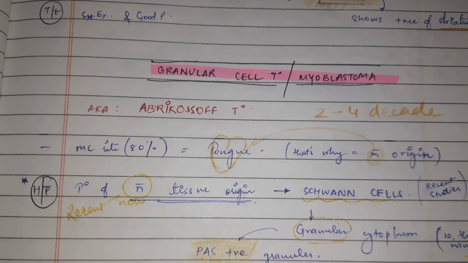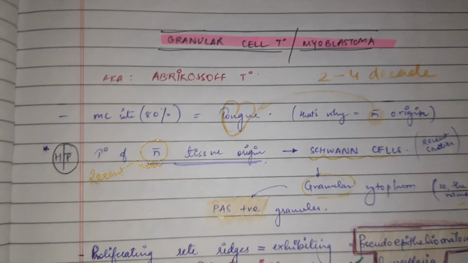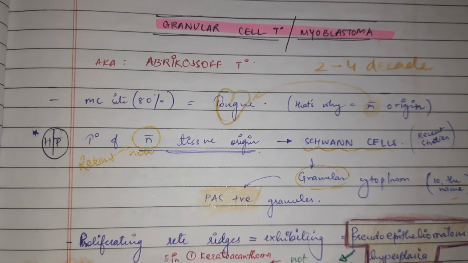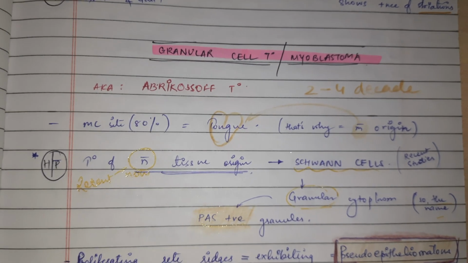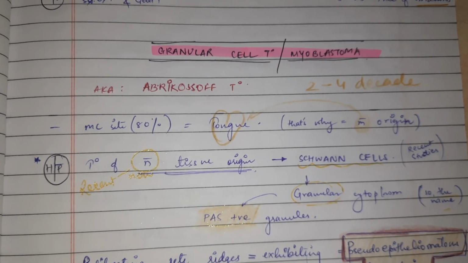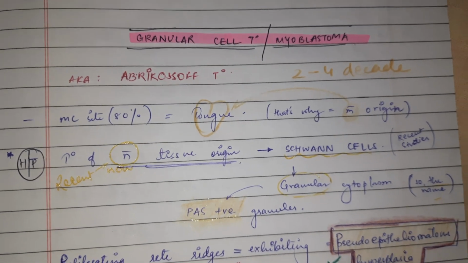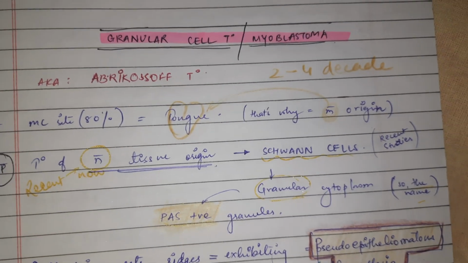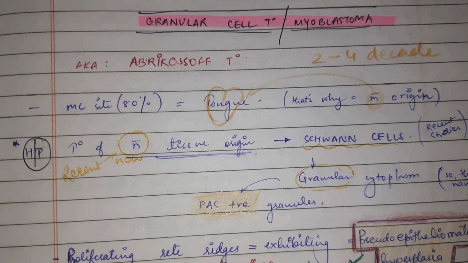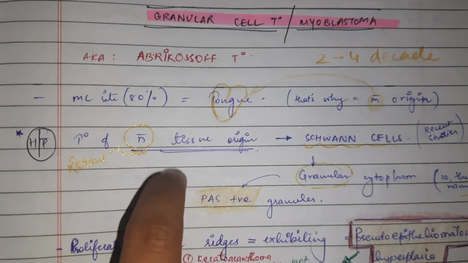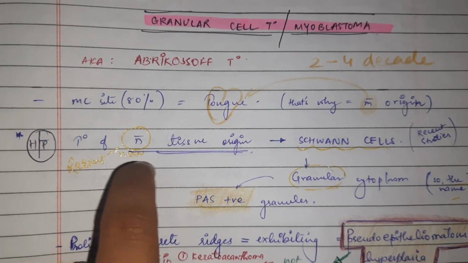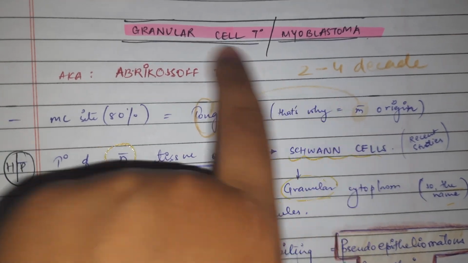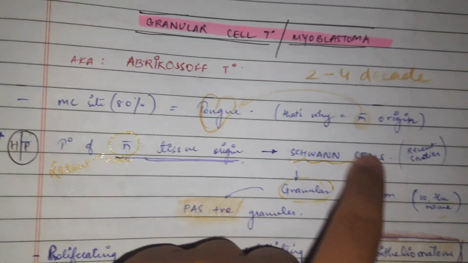Then granular cell tumor or myoblastoma, also called Abrikosov tumor. The most common site is the tongue, about 80%. That's why it is considered of muscle origin. Histopathologically we find it is a tumor of neural tissue origin, but since it is most commonly present on the tongue, we consider it under muscle tissue origin.